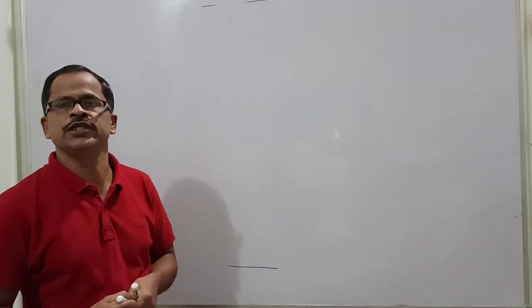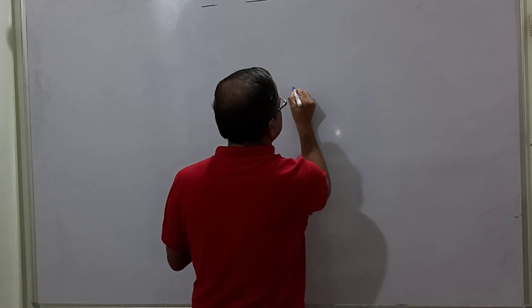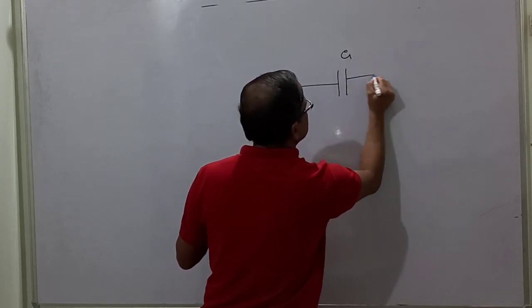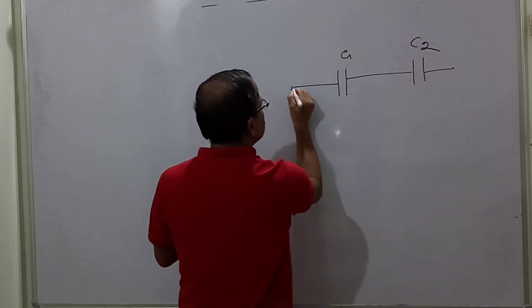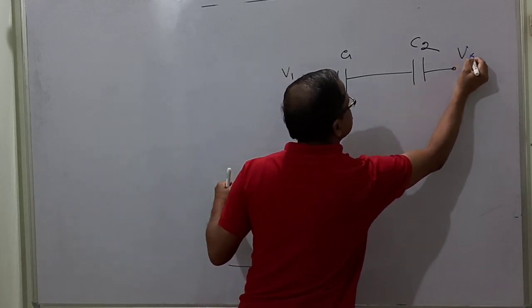The question number 3 is, there are 2 capacitors given. So this is a capacitor. The capacitor is C1. This capacitor is C2. This potential is V1. This potential is V2.